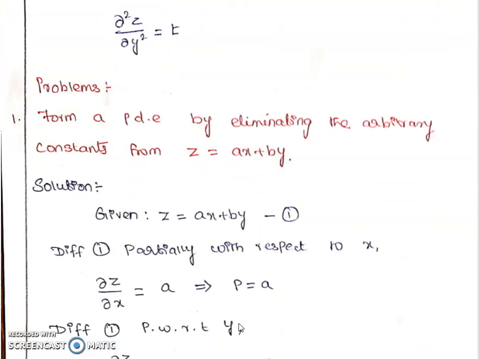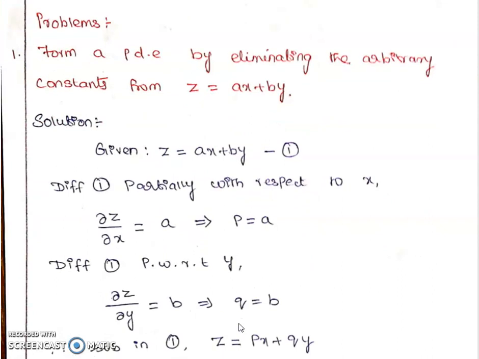First one: form a partial differential equation by eliminating the arbitrary constants from z is equal to ax plus by. The given equation is z is equal to ax plus by. From this given equation, we have to eliminate the arbitrary constants a and b, then form the partial differential equation. Now we consider the given equation as equation 1.